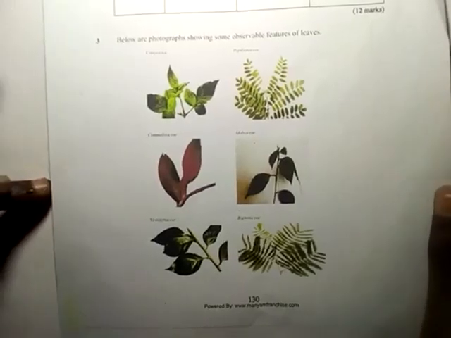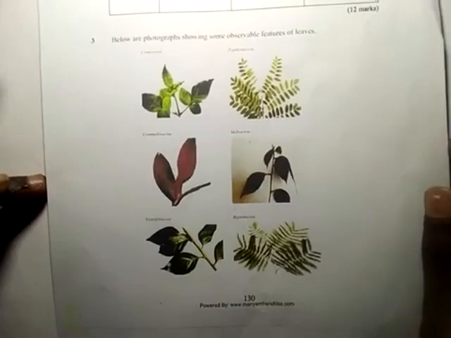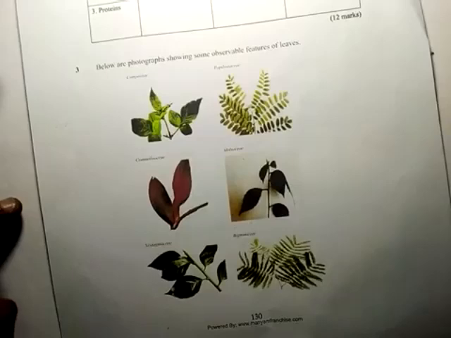Question 3. Below are some photographs showing some observable features of leaves. Then you are instructed: using the features in the order given below, construct a dichotomous key that can be used to identify the specimens. The first one, you should start with leaf simple or leaf compound, then leaf venation, margin, arrangement of leaves, pinnate or trifoliate. Now let's start with the first one, leaf simple and leaf compound.